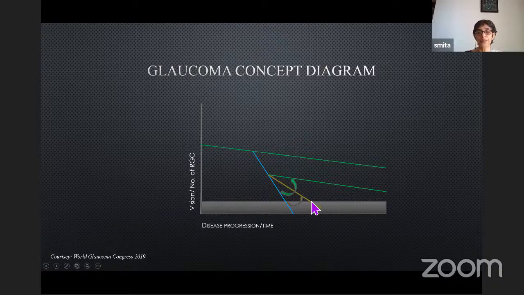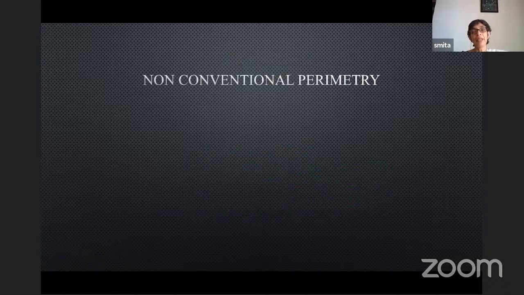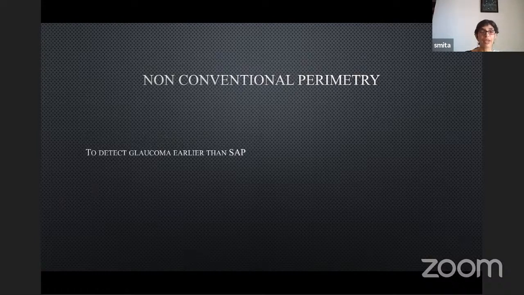visual disability range. Now, if we have some mechanism by which we can detect glaucoma earlier, somewhere here, such that even if we institute a partially successful treatment, the person's graph would be somewhat like this, which I have traced. So we would be delaying the glaucoma progression. And that is where the non-conventional perimetric techniques come about. So non-conventional perimetric techniques are basically meant to detect glaucoma earlier than the standard automated perimetry. And also, they are meant to overcome the patient-related errors.